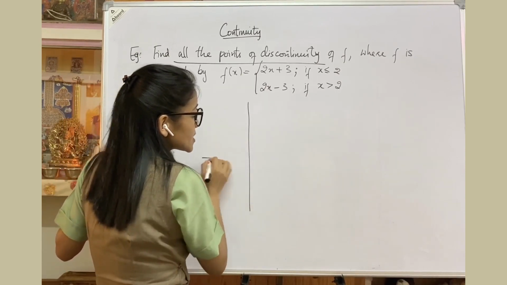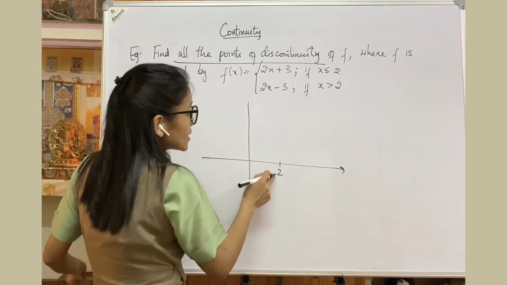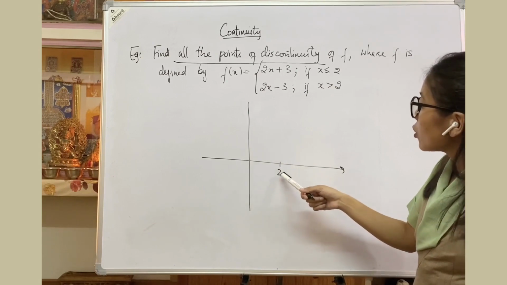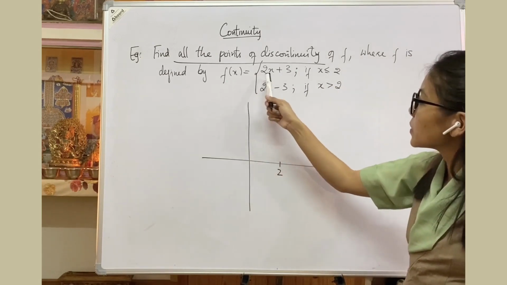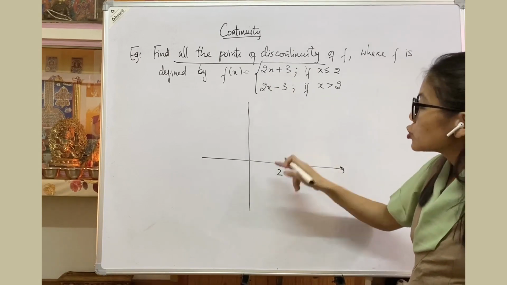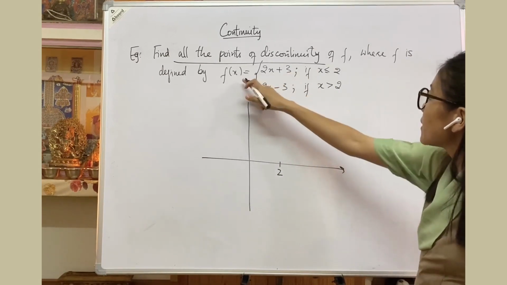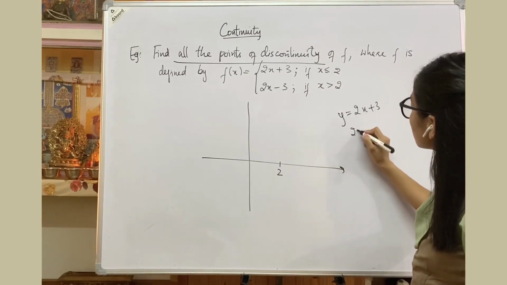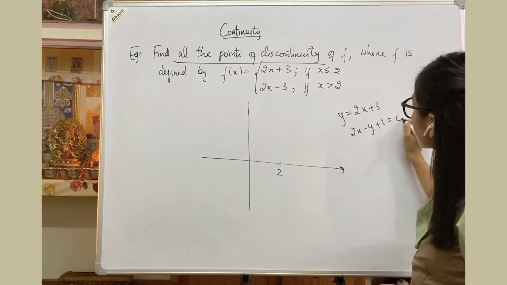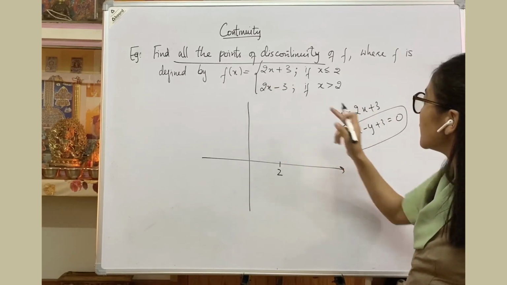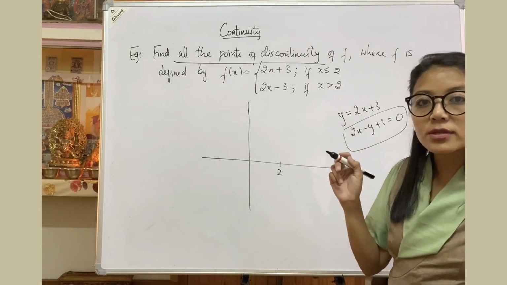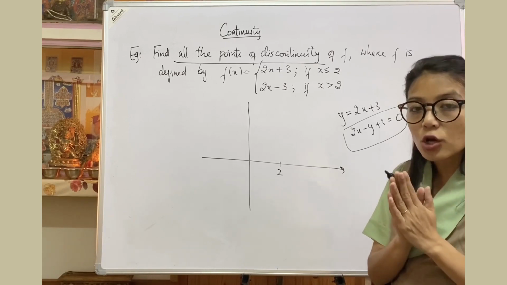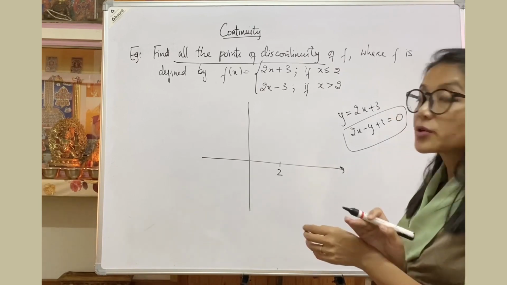Now I will first try to explain this graphically. At 2 the function is changing its behavior. For all x less than or equal to 2, the function behaves as 2x plus 3. f(x) means y, so y equals 2x plus 3, which means 2x minus y plus 3 equals 0. This is a linear equation in two variables, and you know how to plot its graph. When you represent a linear equation in two variables graphically, it is always a straight line, and a straight line is obviously continuous.